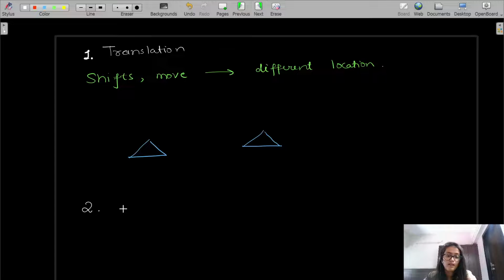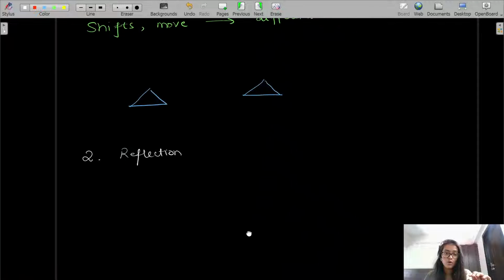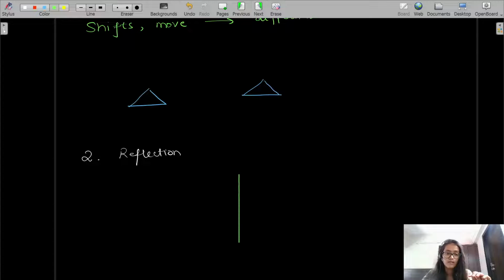Second, let's talk about reflection. This reflection is very much similar to the reflection that you see in the mirror. Every day when we get ready, we stand in front of the mirror and we see our mirror image inside the mirror. That's exactly the concept of reflection. And in reflection, we need a frame of reference. So for example, let's just imagine that this is the mirror.